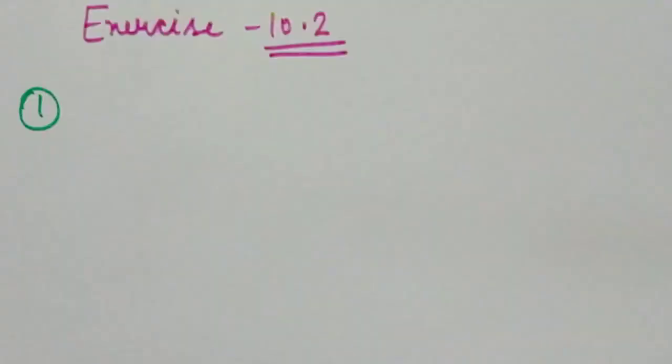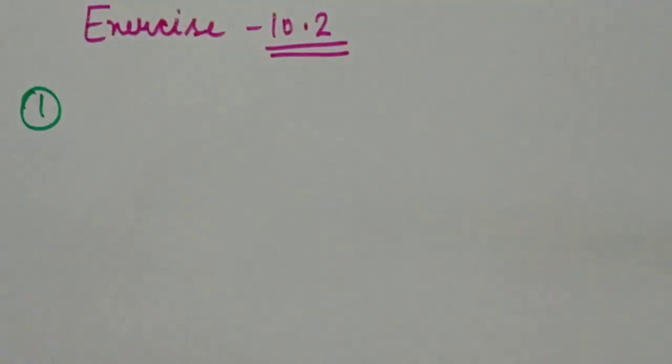First question of exercise 10.2 is a statement. Recall that two circles are congruent. What do you mean by that word? It means they have the same radius. If two circles have the same radius, then we call them congruent circles. Two circles are congruent if they have the same radii.